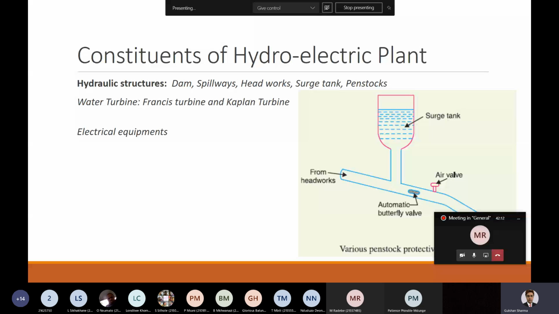Then we also discussed the major auxiliary equipment in the hydropower plant, like the exciter and the three-phase transformer. We also discussed the circuit breakers and isolator, and how the power is fed to the grid. We discussed this in the last class.